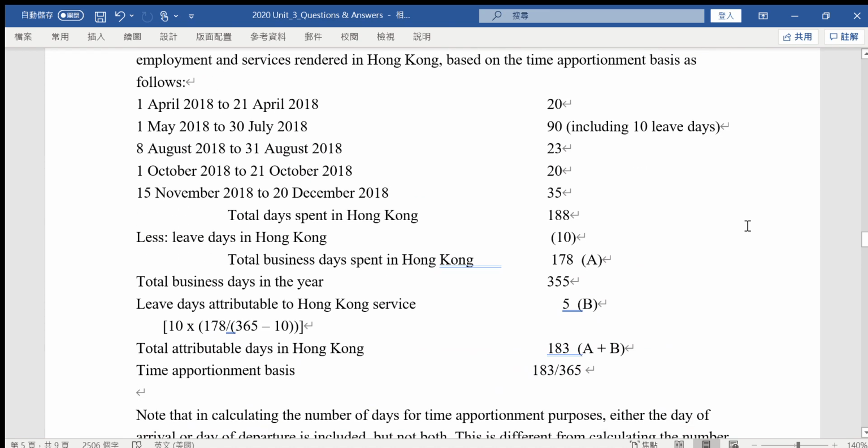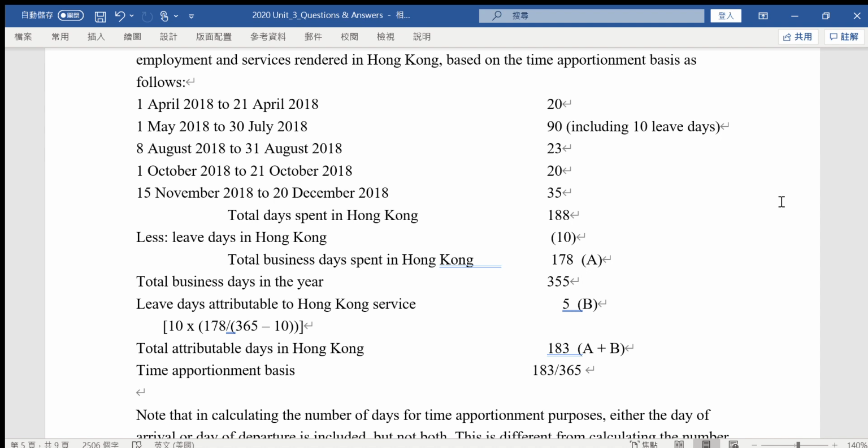Then you need to count the number of days. For the first period, that will be 1st of April 2018 to 21 April 2018. By looking at this one, that will be 20 days in total. Then the second period, that will be 1st of May 2018 to 30 July 2018. That is 90 days in total, and in this period there are 10 days of leave.